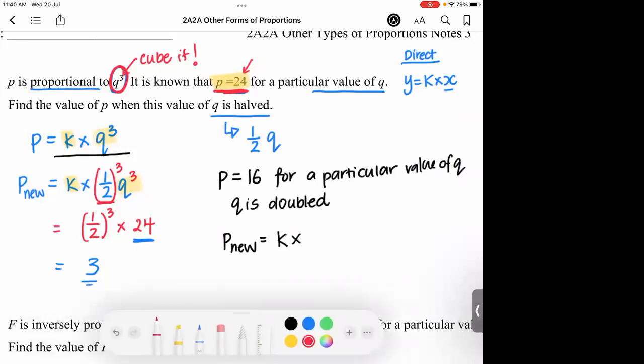No, not P. What happens to Q now? Can you all tell me what this means? Q is double. Means what?